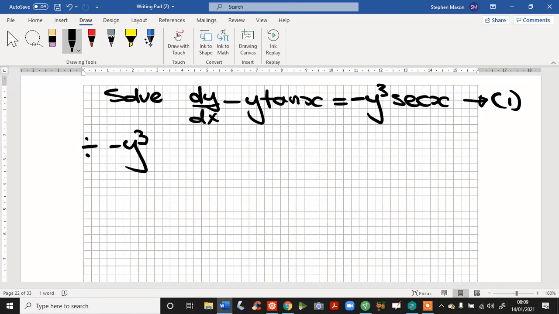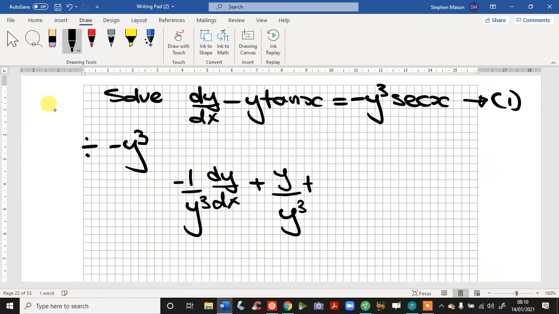So we divide by minus y cubed, and what we get is minus 1 over y cubed dy/dx plus y over y cubed. Actually, that becomes a plus because we're dividing by minus 1 over y cubed. We've also got the tan x component in there, and that is equal to sec x, and we'll call that equation 2.